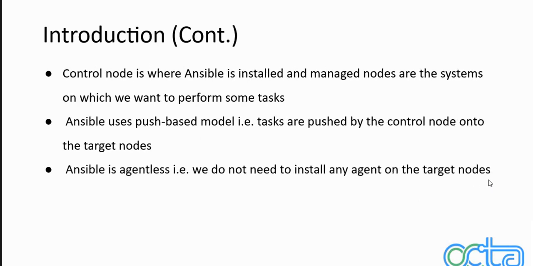Of course, it is at a very high level. Okay, just some definitions. The control node is where Ansible is installed, and managed nodes are the systems on which we want to perform tasks. The way it works is in a push-based model. Tasks will be defined on the control node. This control node pushes these tasks to the devices which are being managed. The opposite of it is pull-based, where agents take the initiative, they pull the tasks from the control node and then they execute. Ansible works using a push-based model.